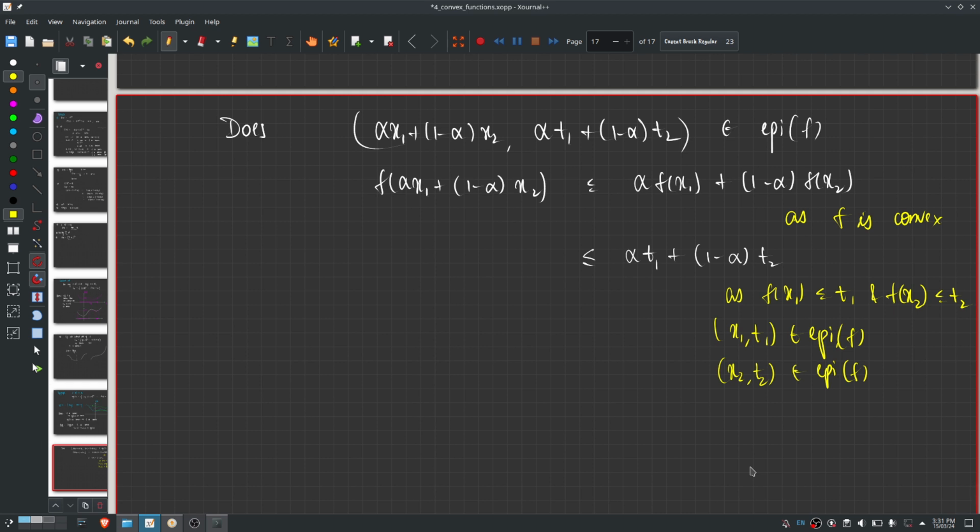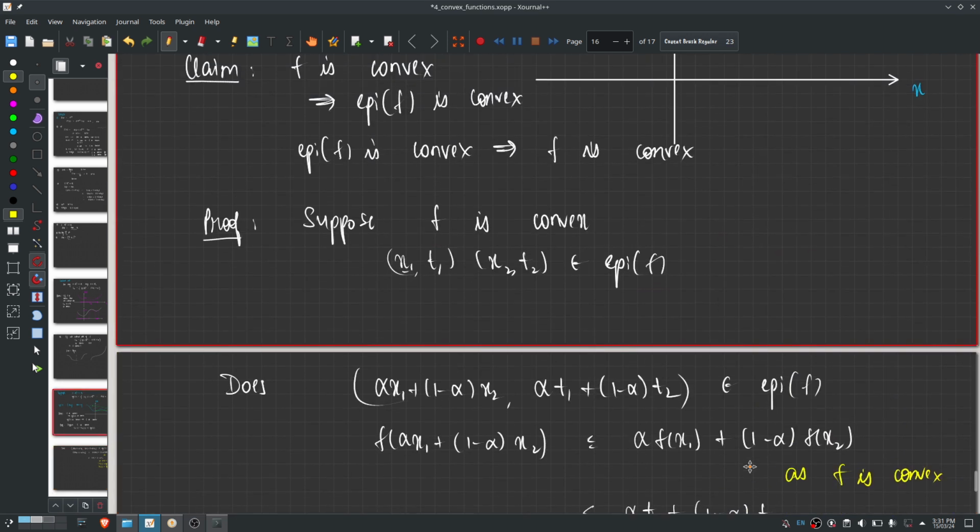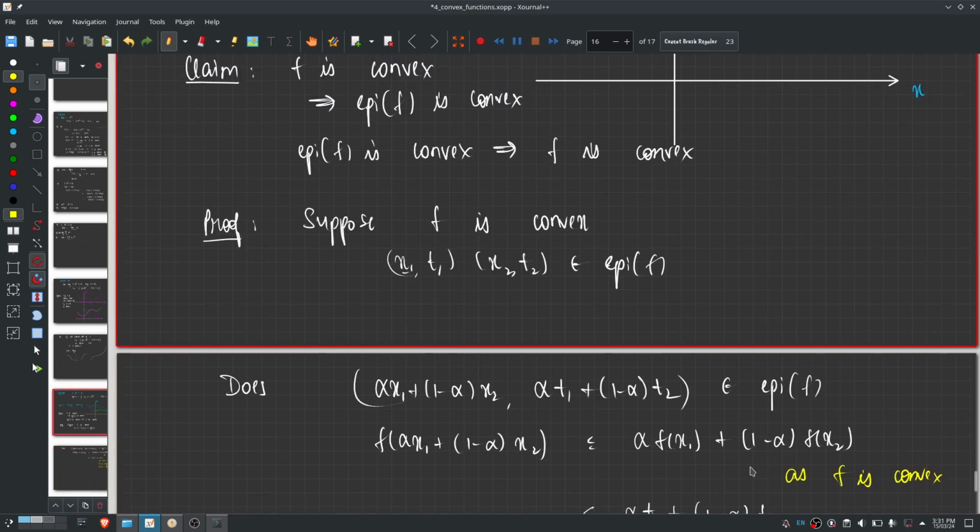So therefore the set is convex. The epigraph is convex. You can prove the other way around as well. If the epigraph is convex, then the function is also convex. In fact, if the epigraph is convex, you only need to consider points on the curve. You don't need to consider all possible points inside the curve.